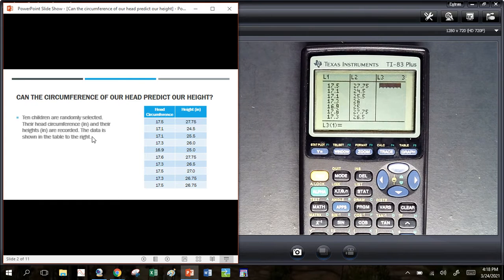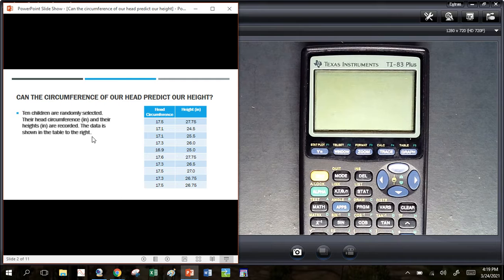The table on the right represents 10 children who were randomly selected, and their head circumference in inches and their heights in inches are recorded. The data is shown right there. I would like you to do three things. Describe the relationship between the circumference of the head and the height. Then determine the least squares regression line for that data. And finally, interpret the slope of the equation in context.